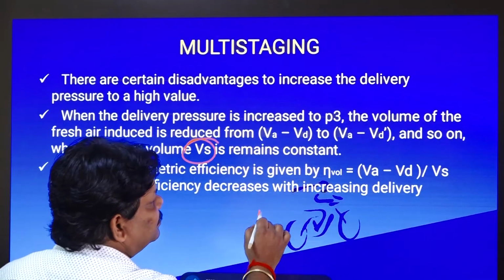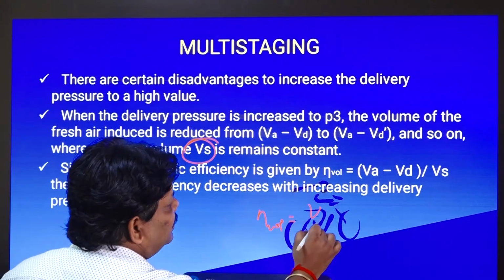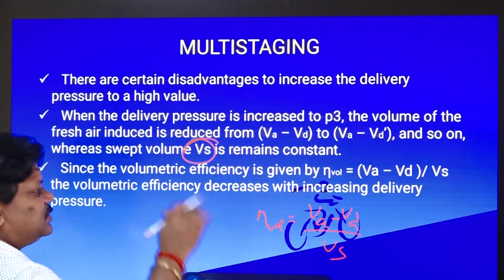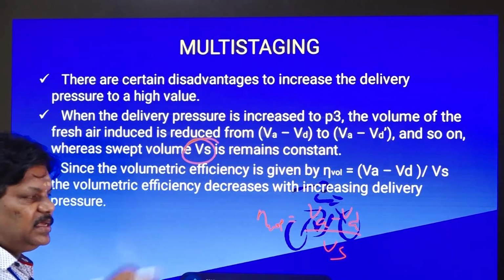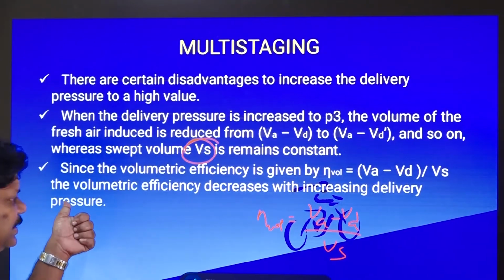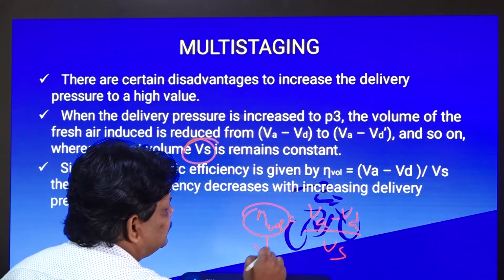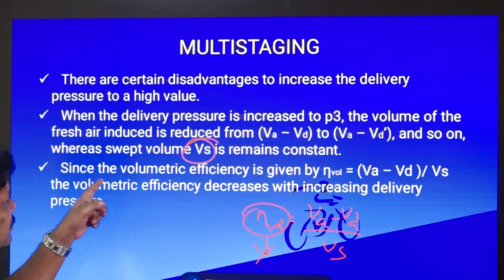Since the volumetric efficiency is given by eta volumetric is equal to VA minus VD divided by Vs, the volumetric efficiency will decrease with increasing delivery pressure. Okay, so you can see that. So the volumetric efficiency will decrease.